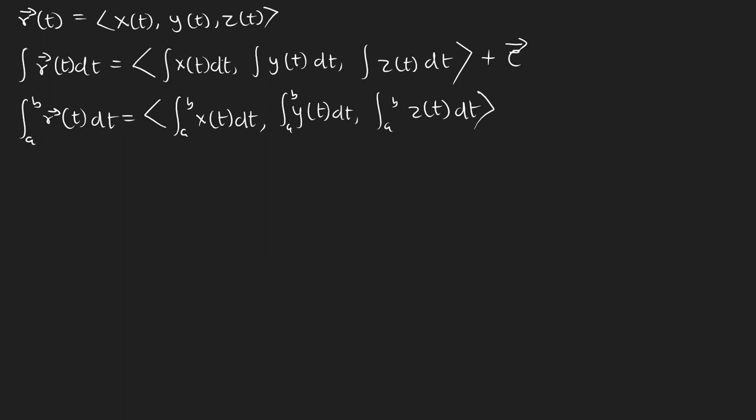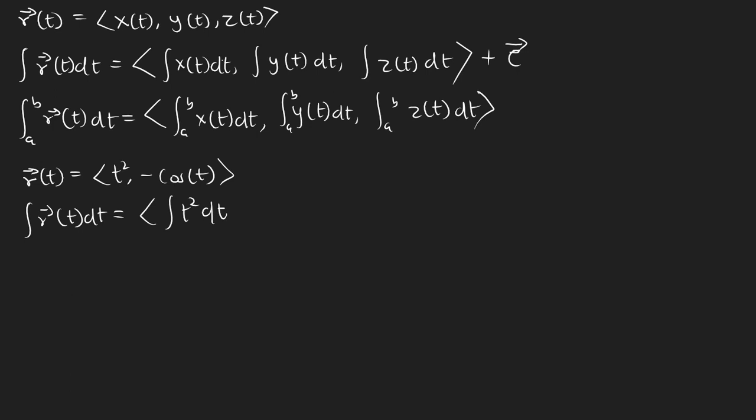Let's look at our first example. Given this vector function of t equal to t squared and minus cosine of t, we have to find the indefinite integral of this vector function. That will be equal to taking the integral of each of the component functions. So you have the integral of t squared dt, and the integral of minus cosine of t dt. Now let's simplify this.